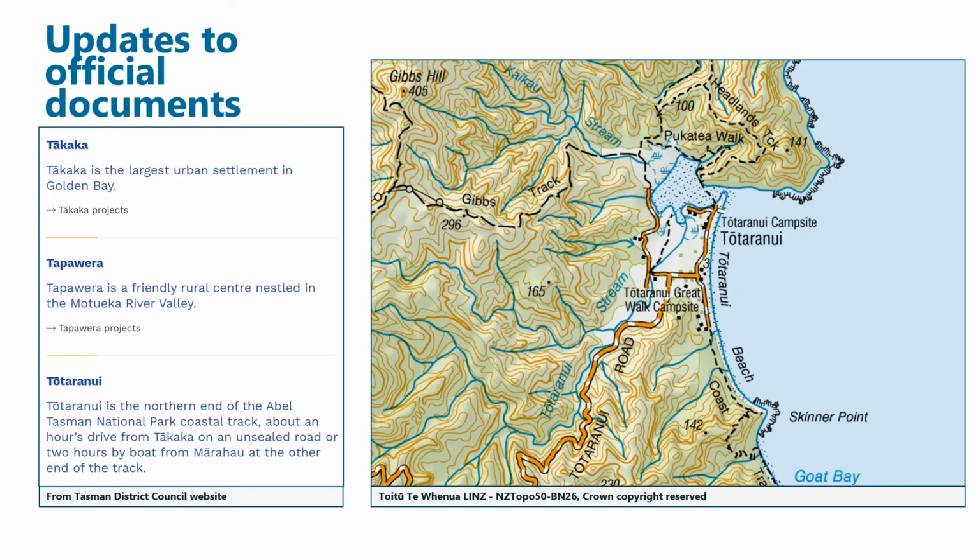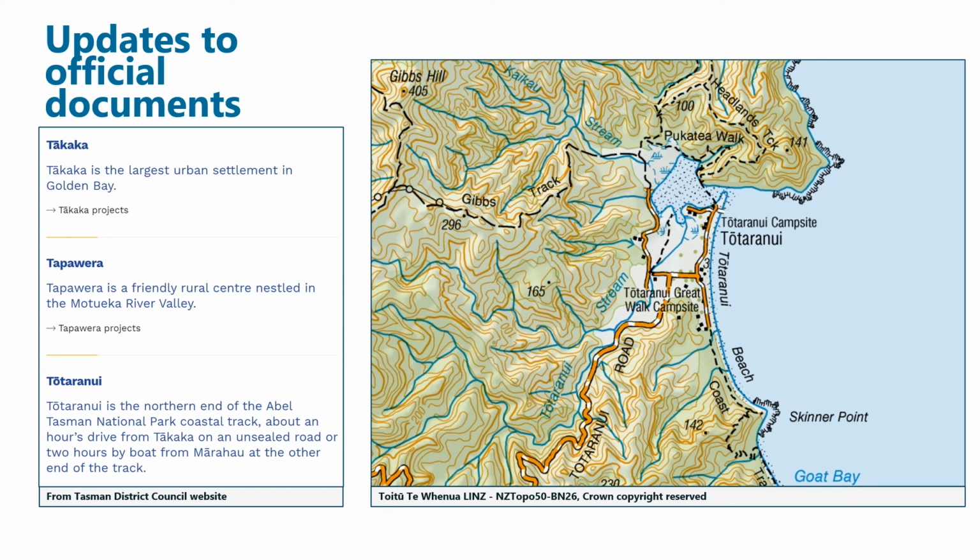So in this first example on the right, we have the LINZ topographic map with all Tōtaranui names spelled with a macron on the O, as decided by the board, and on the left, encouragingly, the relevant local government authority, Tasman District Council, likewise spells the name correctly. But here, I'm going to talk a bit more about reuse.